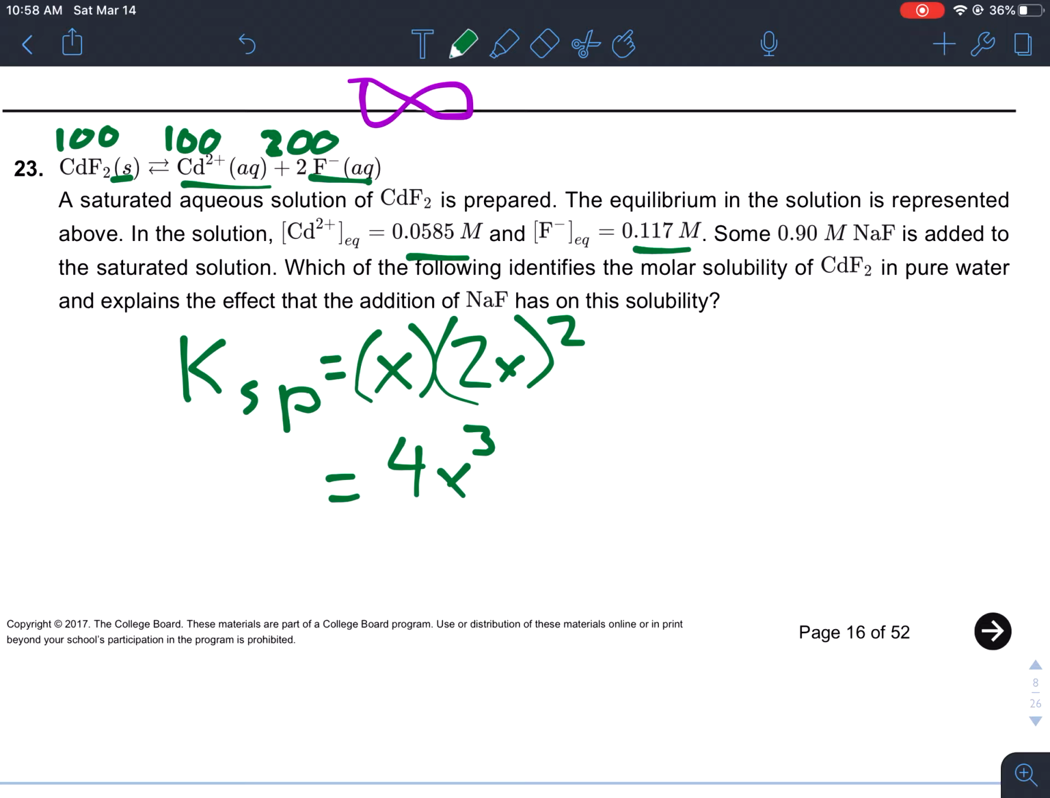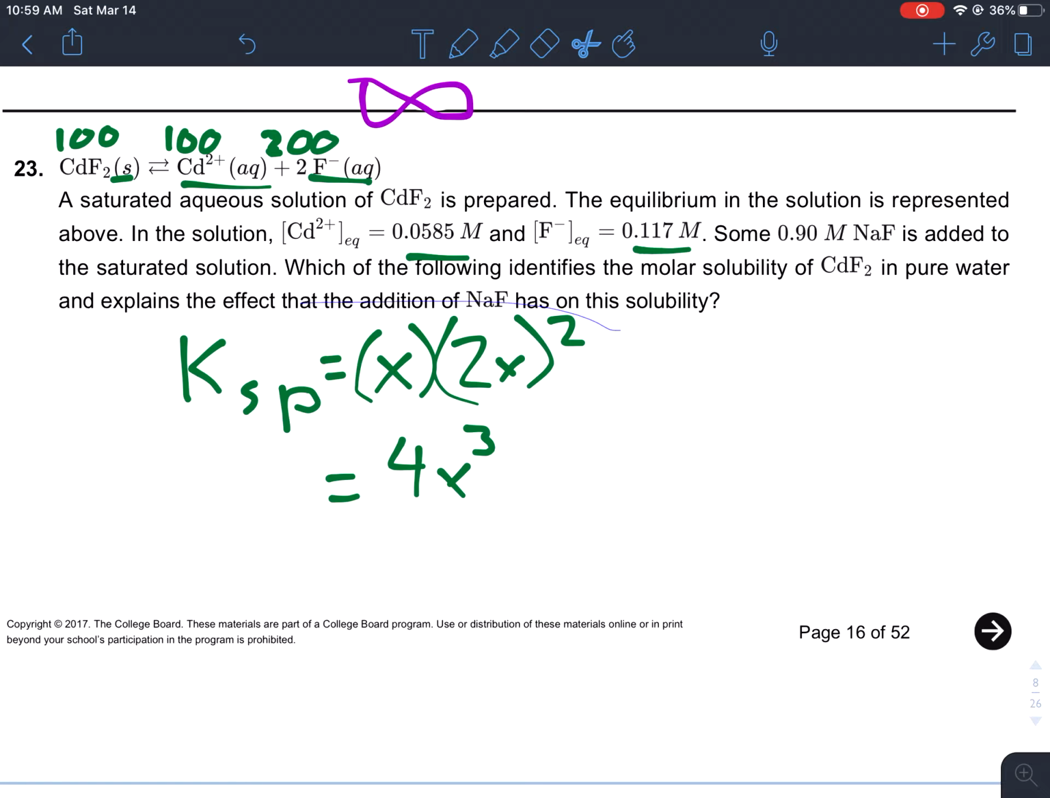You don't actually have to calculate a number here. You just need to understand that the F minus is double that of the Cd2 plus because they came from the same source. But some NaF is added to the saturated solution. Which of the following identifies the molar solubility of CdF2 in pure water and explains the effect that the addition of NaF has on solubility?